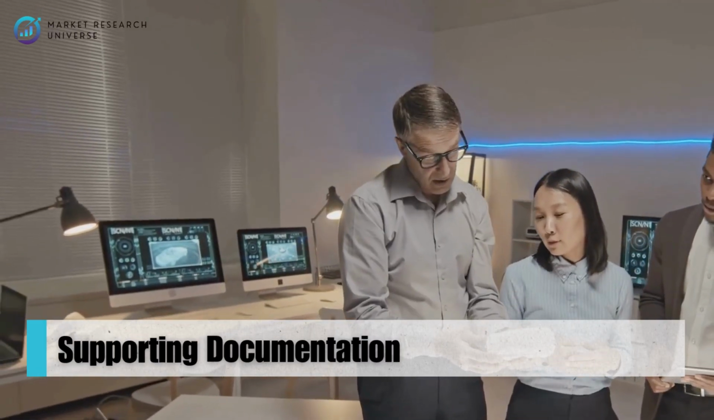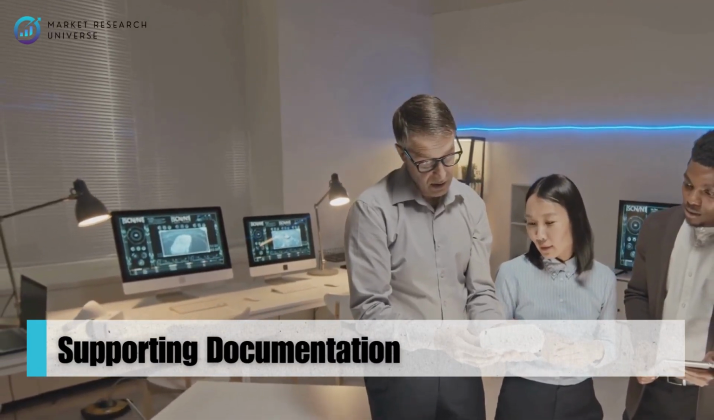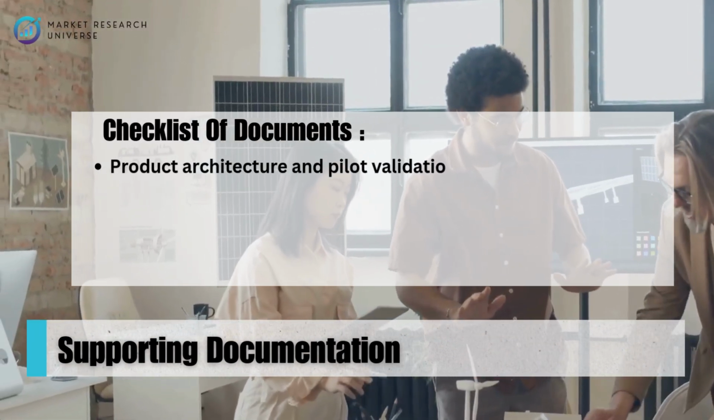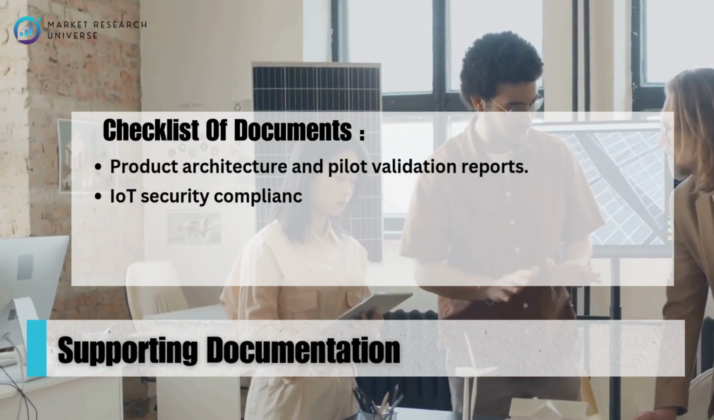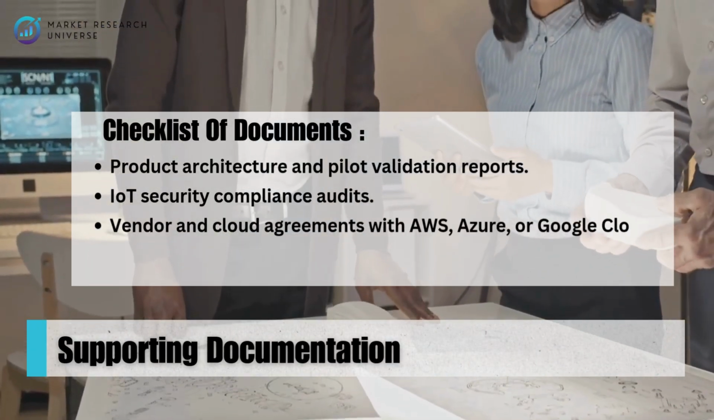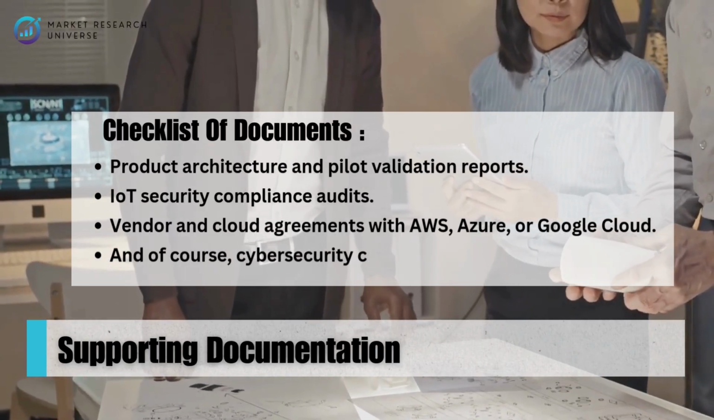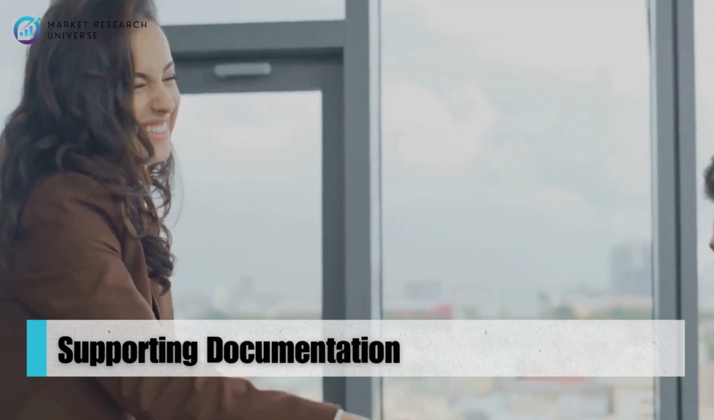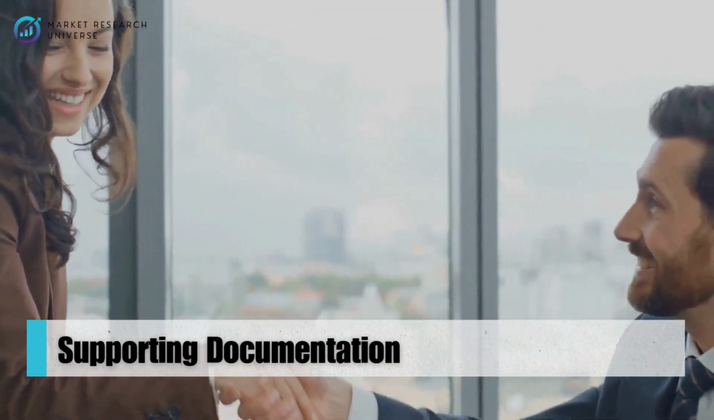8. Supporting documents and compliance. Before scaling, prepare your supporting documents: product architecture and pilot validation reports, IoT security compliance audits, vendor and cloud agreements with AWS, Azure, or Google Cloud, and of course, cybersecurity certifications. These build trust with large enterprises and government agencies.